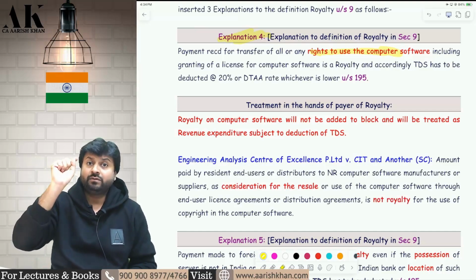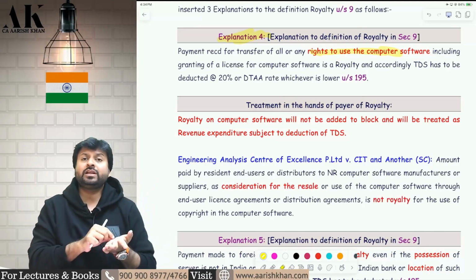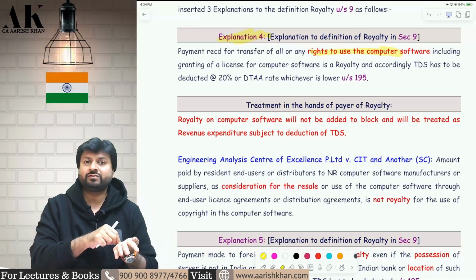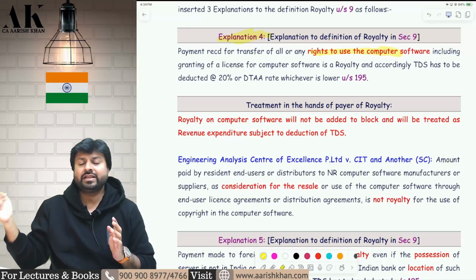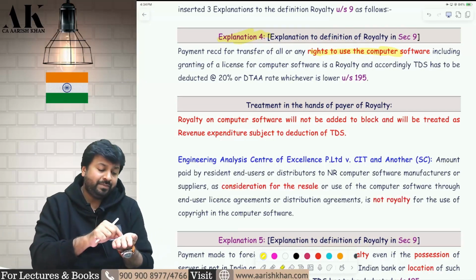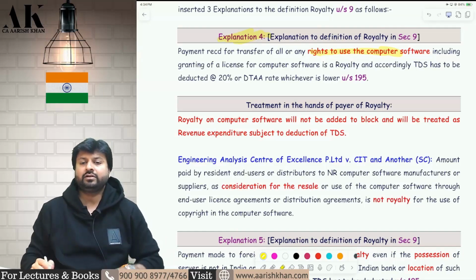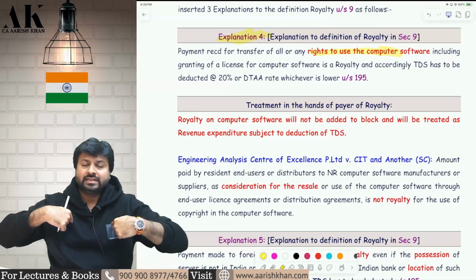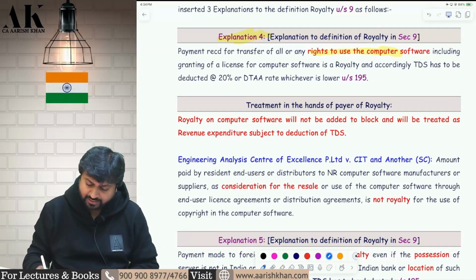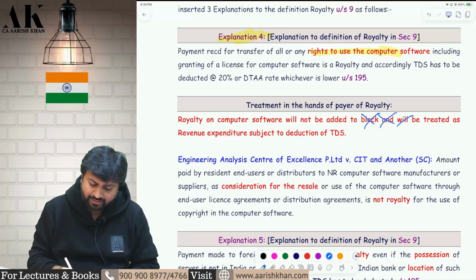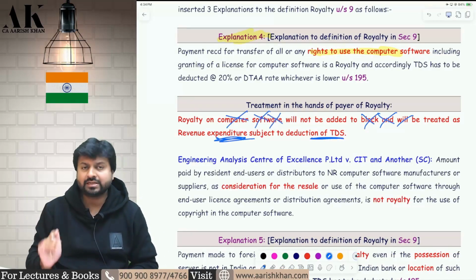But what is rights to software, sir? Rights to software means you are giving me the know-how of the software, how to make that software. With the help of that right, I will make software and then sell it to others. So I will reproduce software by taking the know-how from you. That is the right of software. Therefore, in that case, that is an expense in my hand, and it will not be added to the block of asset. I am not going to claim depreciation on that software. In fact, that is a revenue expenditure to me and it is subject to TDS.